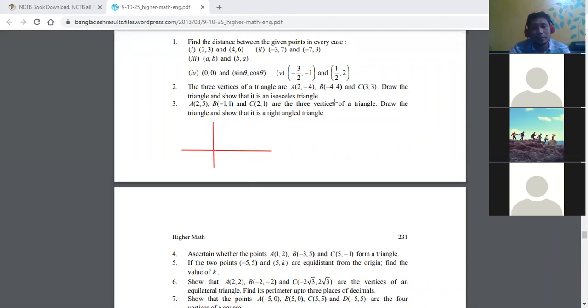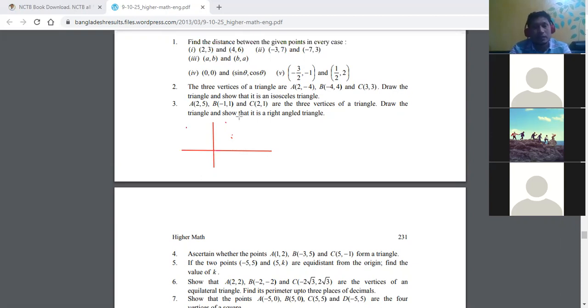axis. Suppose the x-axis and y-axis are given, 2, 4. Here, in this point, there can be the point A(2, −4) and B(−4, 4). 1, 2, 3, 4. In this position, it can be B(−4, 4). Okay. And C(3, 3). 1, 2, 3. In this position, this way it can be another point here.